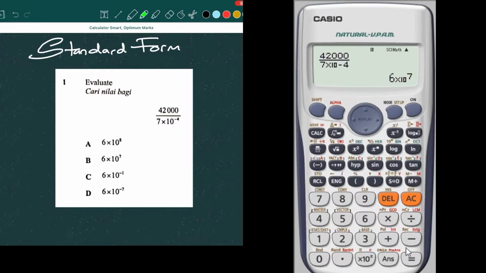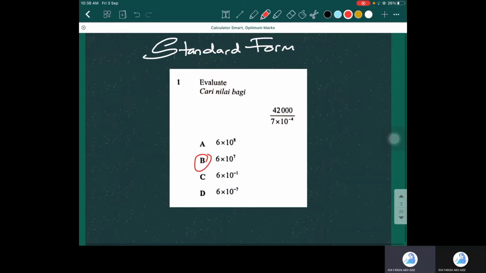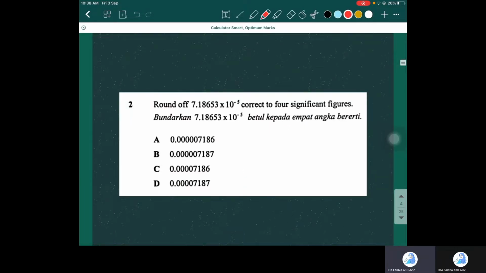So the answer going to be B. Okay, 6 times 10 to the power of -7. Okay, let's move to question number 2.